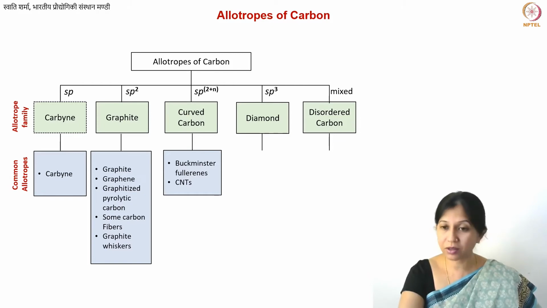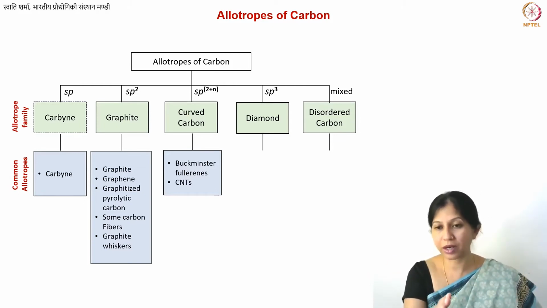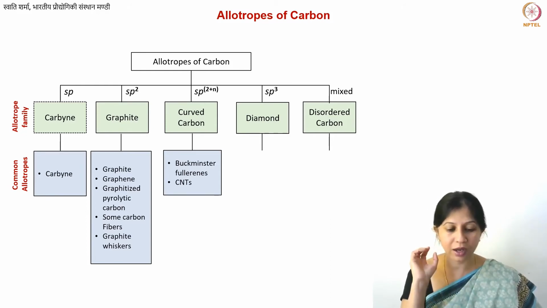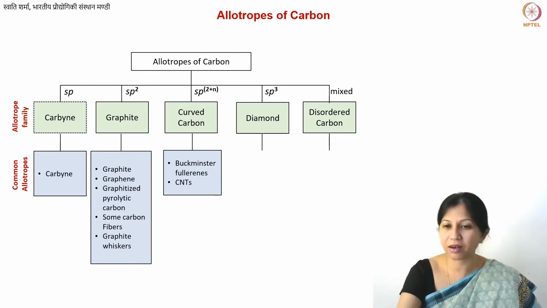Carbon nanotubes are also, as I said, closer to graphite than to fullerenes. But since they are curved, I have written it here. This explains that they do not have pure sp2 hybridization. There's some slight curve due to the curvature, so they have a slightly different hybridization state.